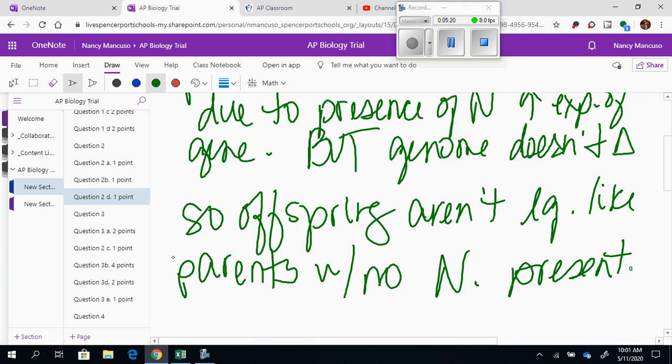The difference is if the chemical is present or not. So when the chemical was present for the parents, it made them enlarge their crests, but it wasn't present for the offspring. So they would have normal sizing. All right, that's the end of question 2.